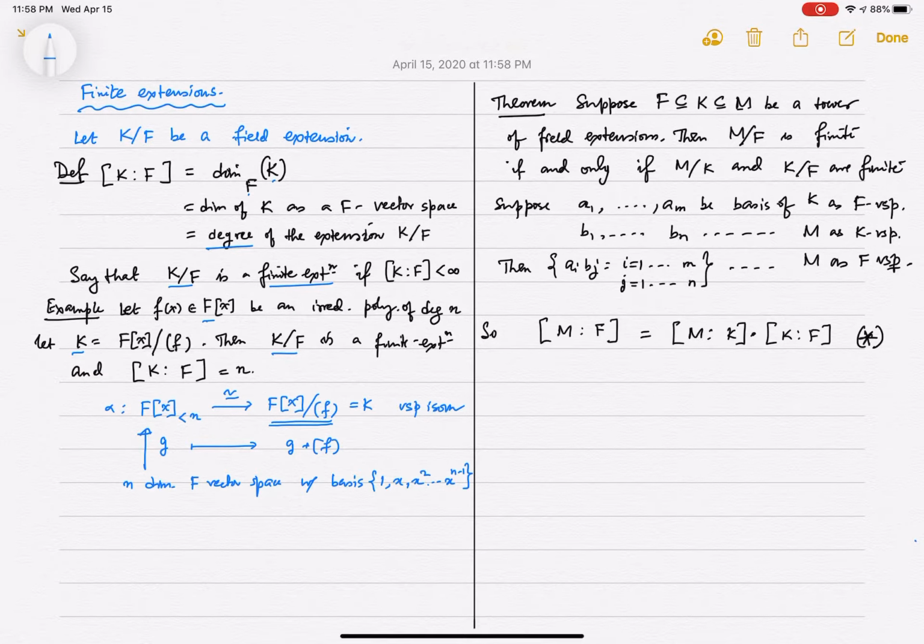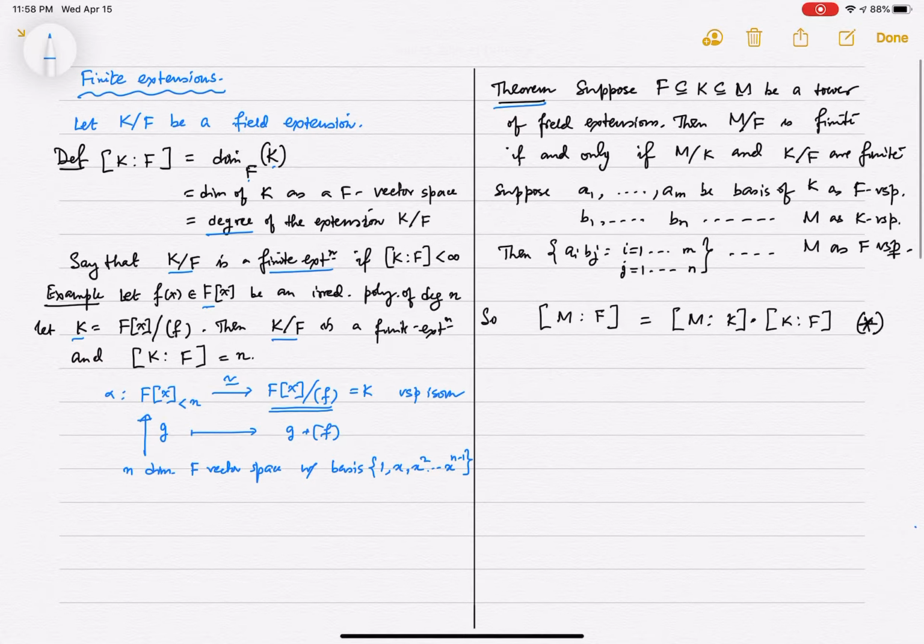Okay, we have this theorem, the all-important theorem that we'll use over and over: when you have a tower of extensions, meaning three fields, F contained in a bigger field K, which is contained in a bigger field M, such a situation is called a tower of extensions. Then the degree of the big extension is the product of the degrees of the two smaller extensions. In fact, the big extension is finite if and only if the two smaller extensions are finite.